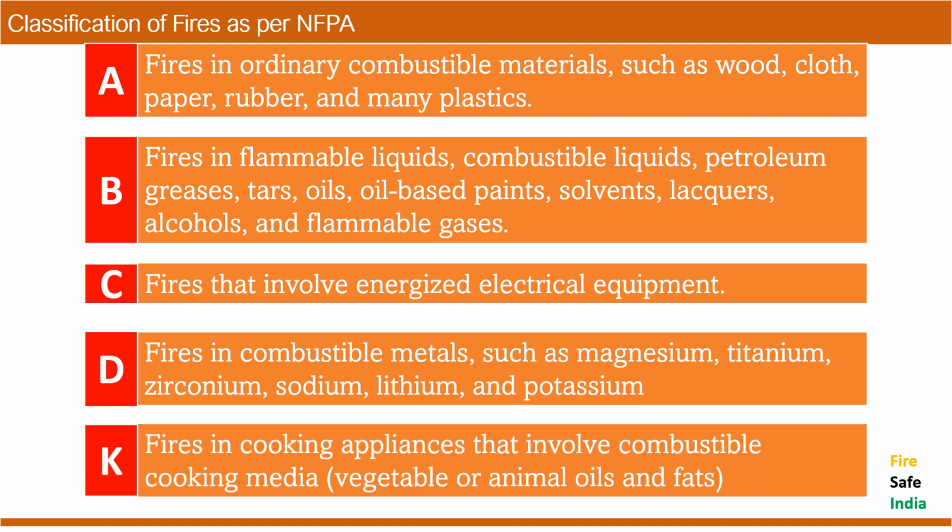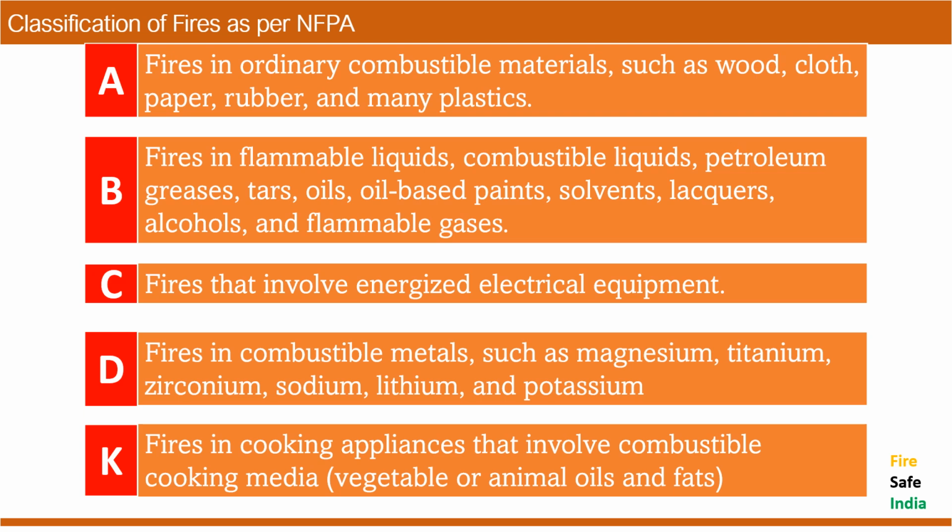Now move on. We will find there is one more class here, that is called K. Fires in cooking appliances that involve combustible cooking media, vegetable or animal oils and fats, that is called class K fire as per NFPA. This classification is not considered in our Indian standard. So class K fire is as per NFPA fire classification.